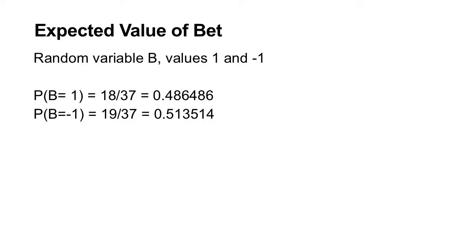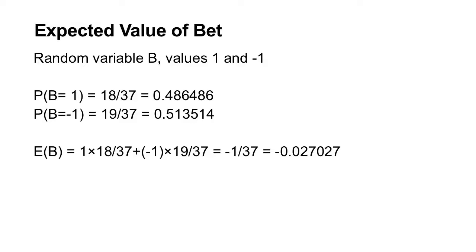Why? Because there are 18 red numbers out of 37. So you see the probability is 48.65%. The probability that B takes on the value -1, that means you lose your chip, is 19 divided by 37. Why 19? 18 black numbers plus 1 green number, you lose. So 19 divided by 37 is the probability you're losing. That is 51.35%.